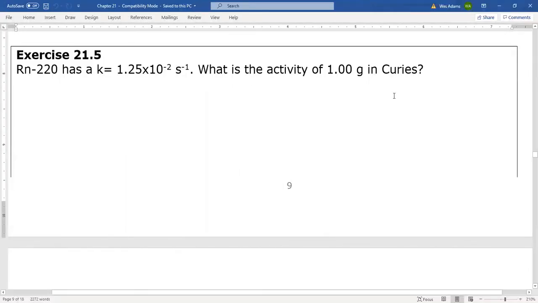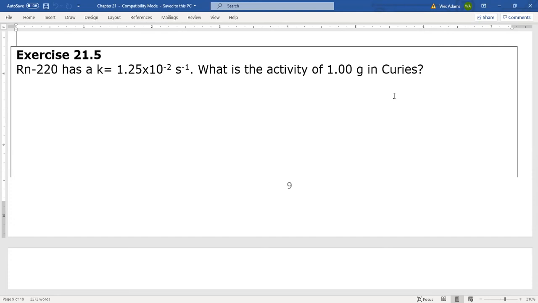All right, let's look at one more. This is a little bit different problem because we want the activity in curies. We can get it in becquerels, and we will during the middle of the problem. But instead of using the integrated rate law, we're going to use the more straightforward rate law. But we have a K, which is given in this case instead of the half-life.